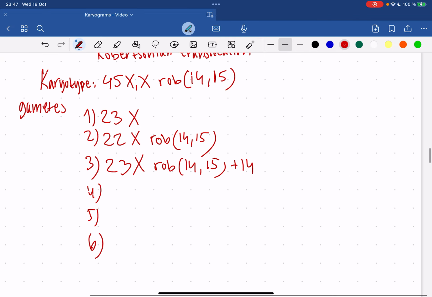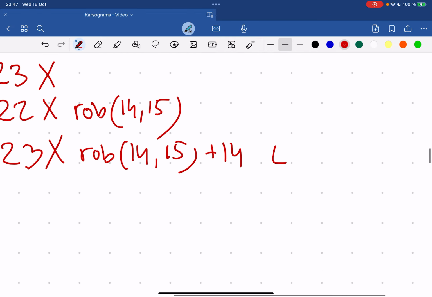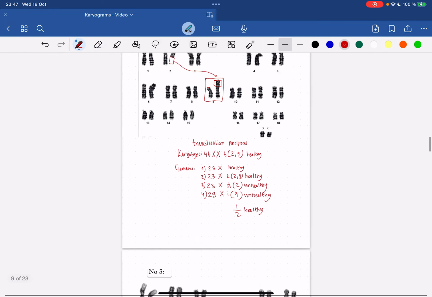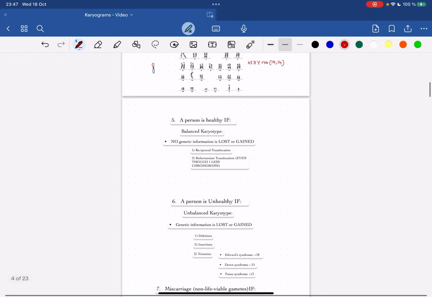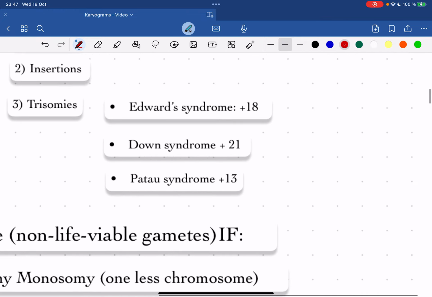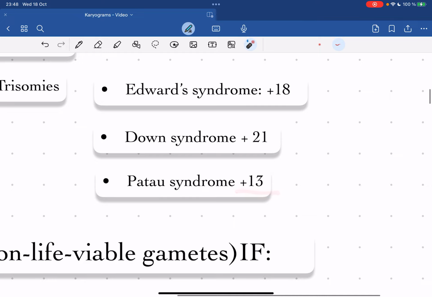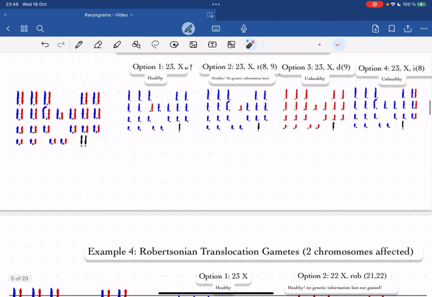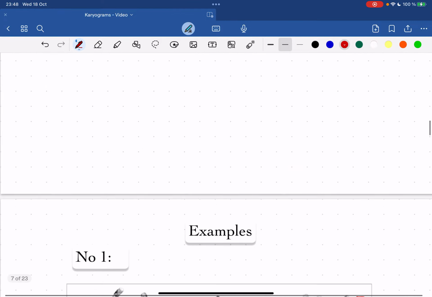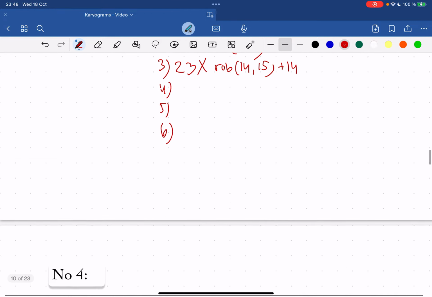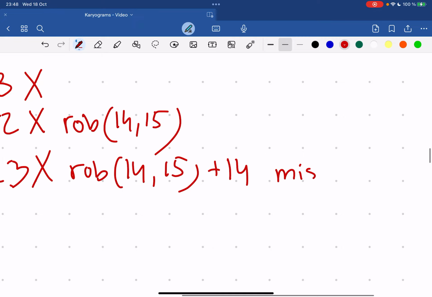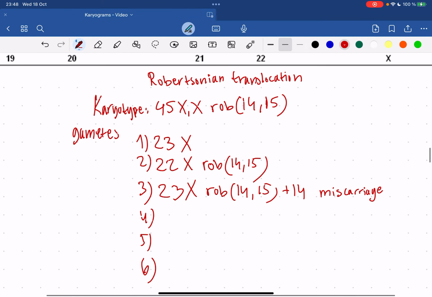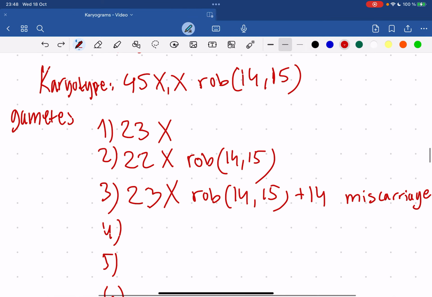And in this case, this would be, oh no, this is not Edwards. Oh wait, is it Edwards? Is it Patau? I think it's Patau. Oh, it's not even Patau. Patau is 13 and Edwards is 18. So if we have a plus 14, that means that it's a miscarriage. So this one is not viable for life even. Right here. So this would be miscarriage.